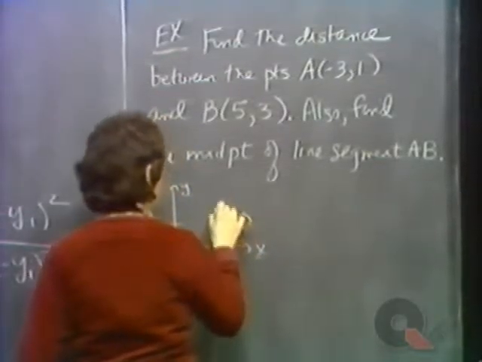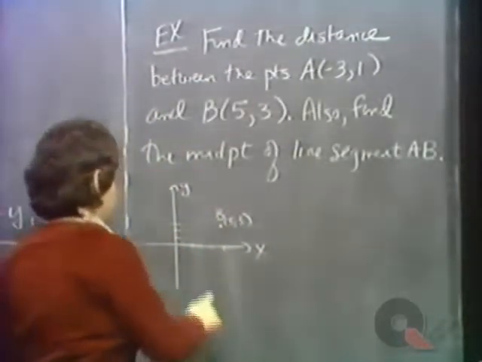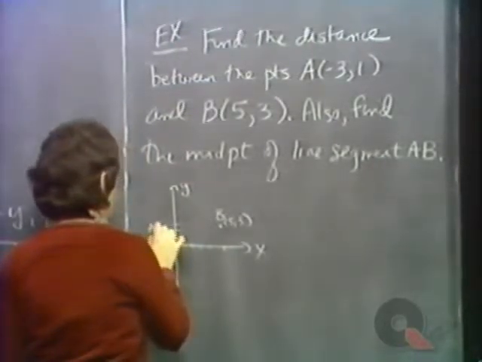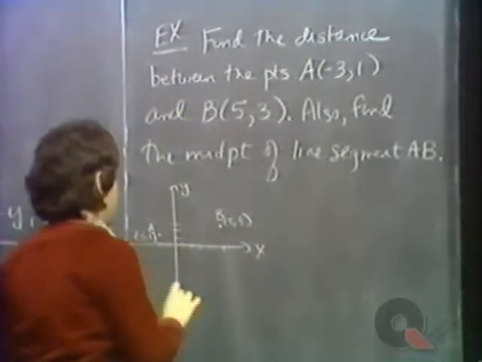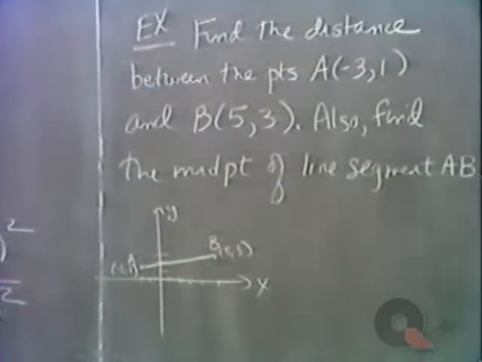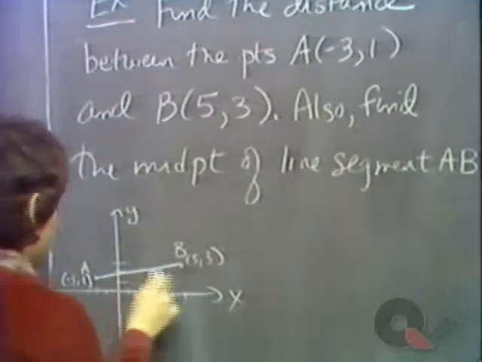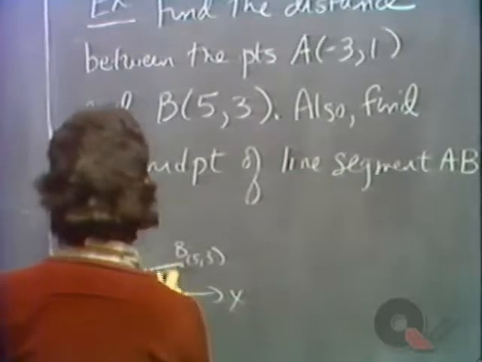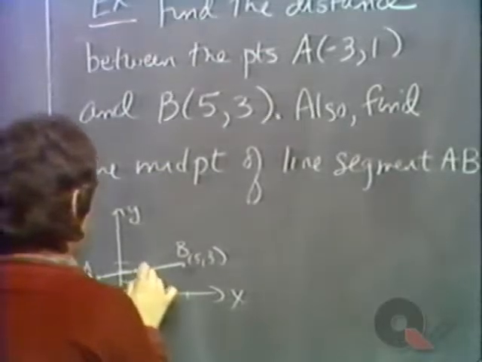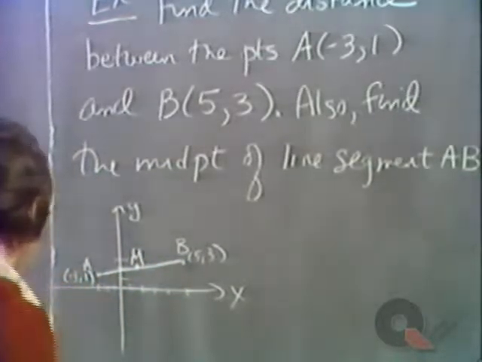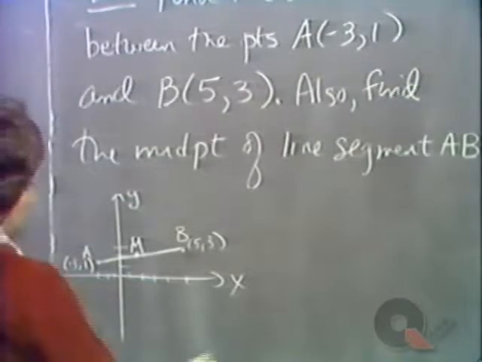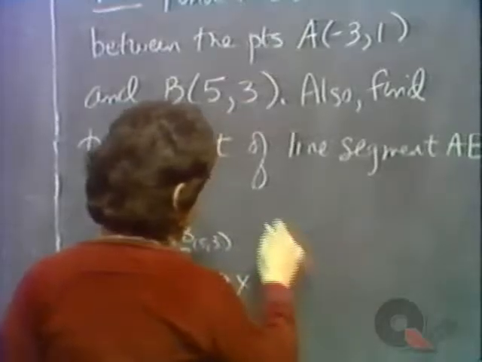That's point B, and point A is -3, 1. We want the length of this line segment, also the coordinates of the midpoint. -3, 1, 5, 3. Okay, somewhere around here. The length of the line segment, the distance between points A and B.